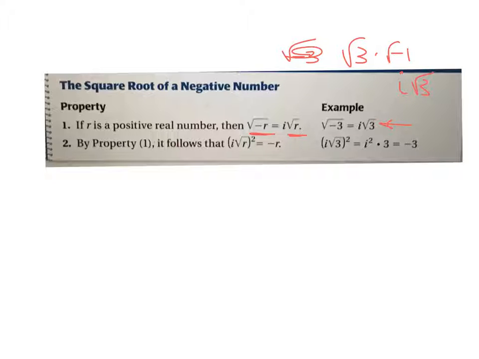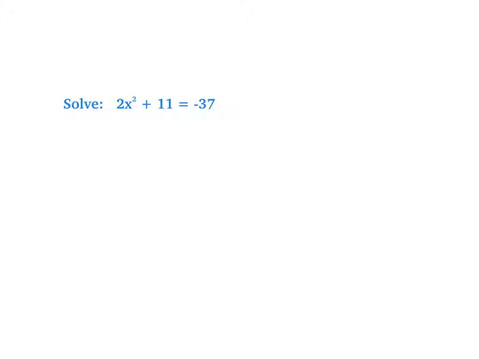If you were to square i times the square root of 3, like that example says right there, you would square the i and square the square root of 3. And remember, i squared is really -1 times 3, which is -3. So remember, i squared is -1. That's very important. There's a few kinds of problems you're going to see today. They're going to give you quite a variety, actually, in this lesson. So let's go ahead and get on them here.